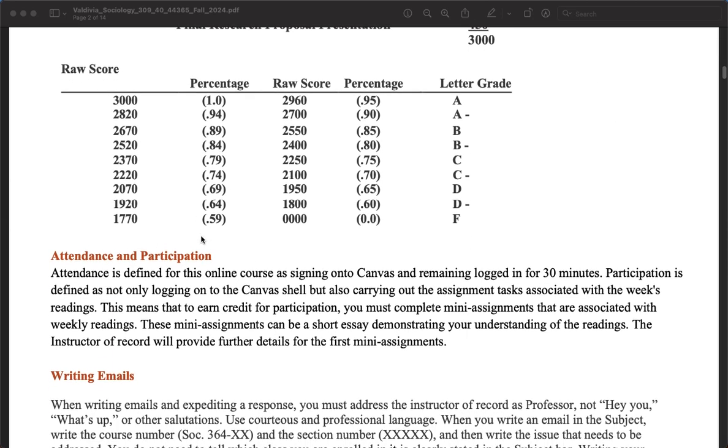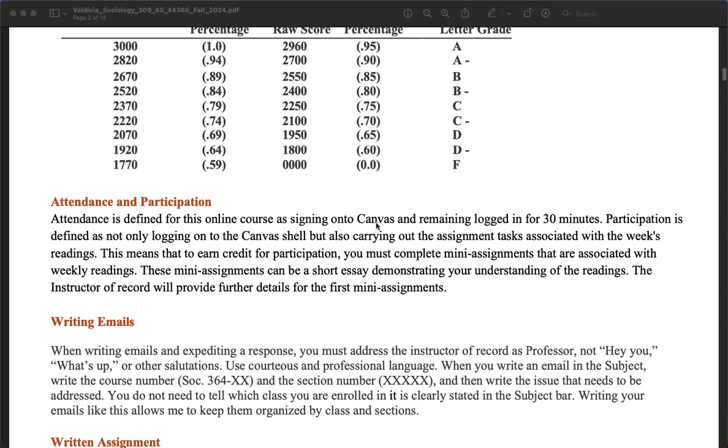Now, the next thing that I'm just going to review quickly is attendance and participation, as I mentioned here. Attendance is defined for this online course as signing onto Canvas and remaining logged in for 30 minutes. All right, participation is defined as not only logging on to Canvas, but also carrying out the assignment tasks and all that. But since you have a week to do that, you could do it all on Sunday, and that would still count as attendance and participation. Or you could sign in for 30 minutes one day, and later on just do the sections throughout the week. You get to determine how you want to go about doing the online modules.